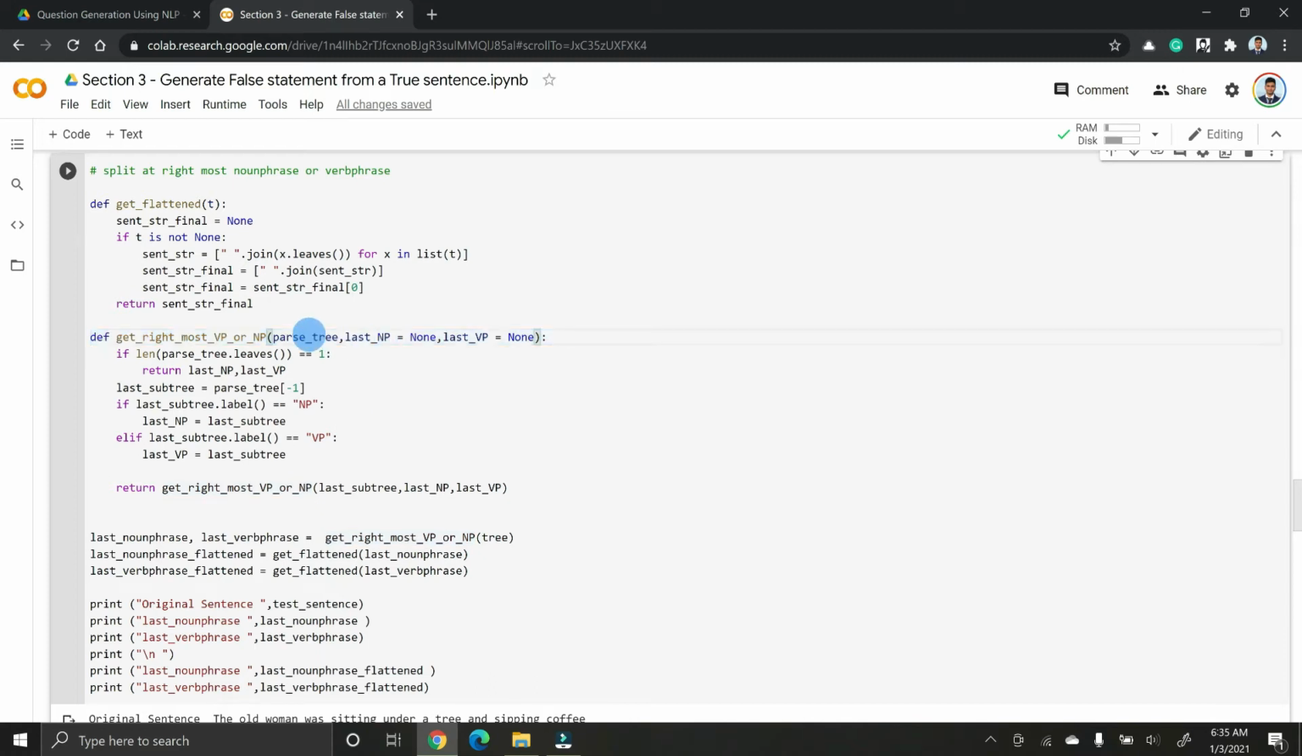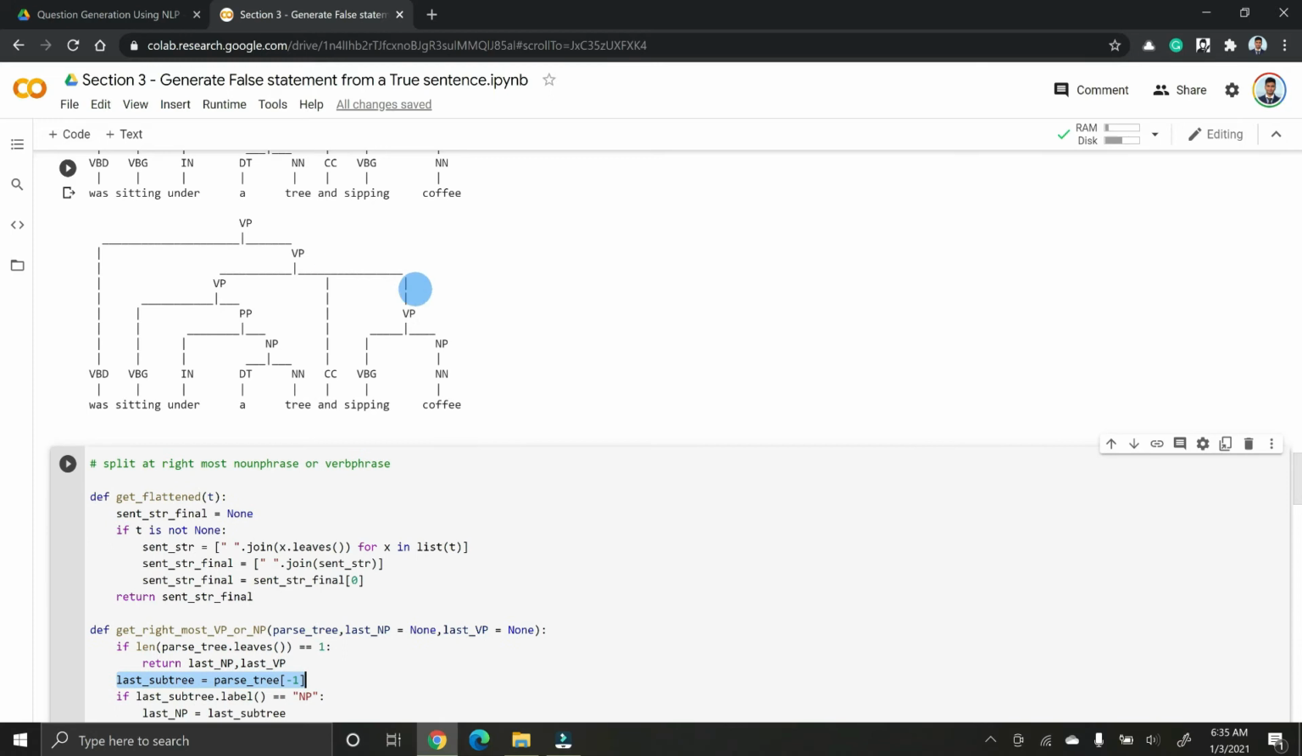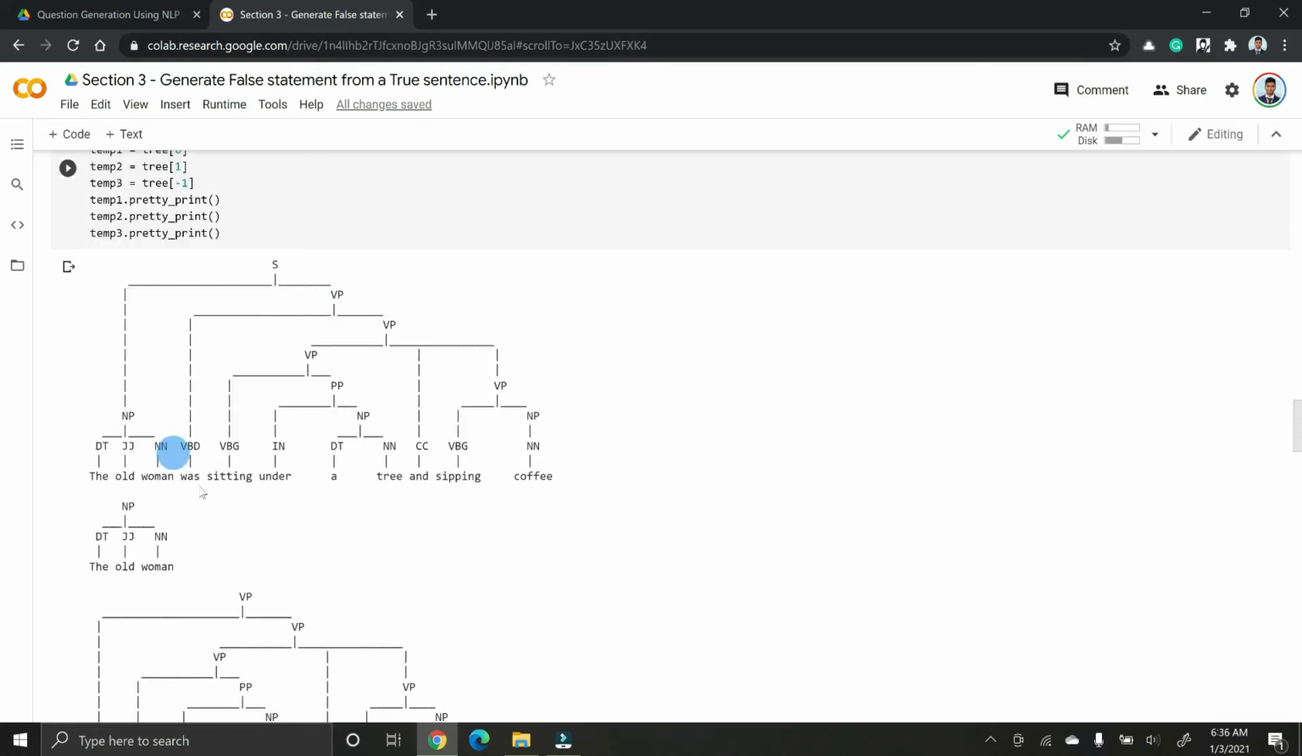In the initial call, we get this whole parse tree, and we are initializing our noun phrase and verb phrase as None. If we reach the leaf nodes of the tree, we are going to return our noun phrase or verb phrase. If not, we are going to get our last subtree, which is parse tree -1, because every time we are going to get the last subtree. For example, if this is the tree given, this whole thing, VP, which contains was sitting under a tree, is the rightmost subtree, which is indicated with the -1 index.